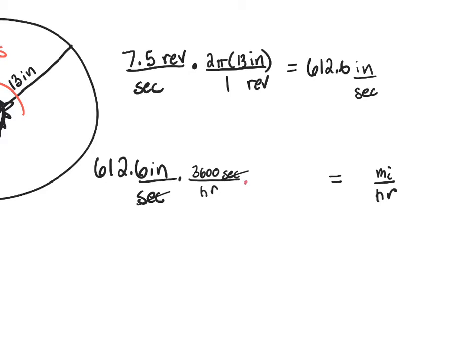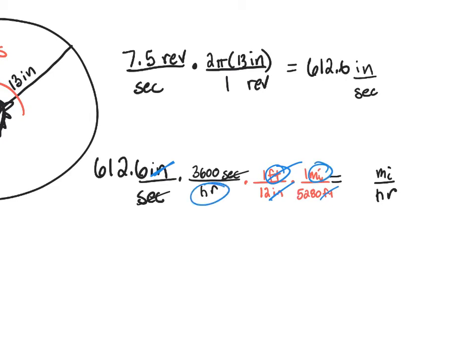Now I'm going to convert the inches into miles. There are 12 inches per 1 foot. Notice I'm always putting the units I want to cancel in the bottom, the units I want to keep in the top. That gets me into feet, and now I know that there are 5,280 feet in 1 mile. Feet cancel, I end up with miles per hour.